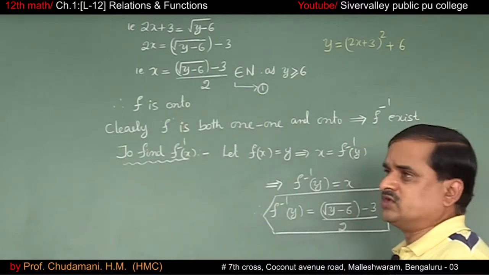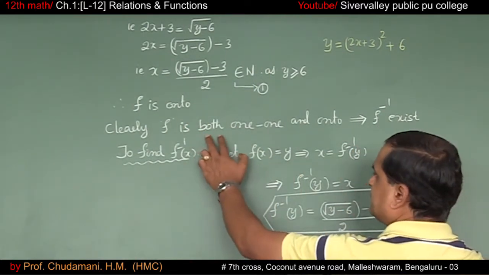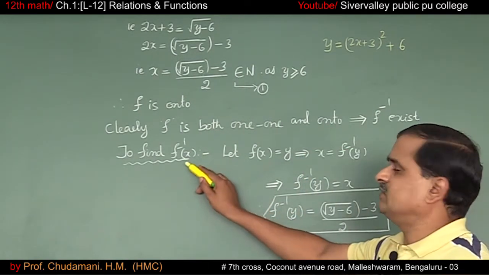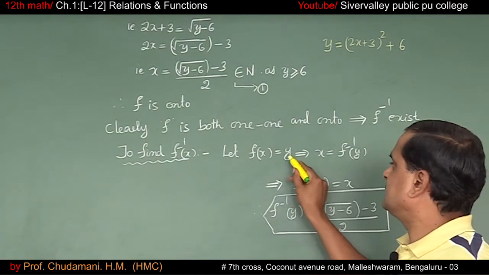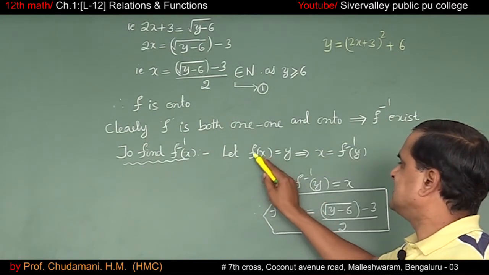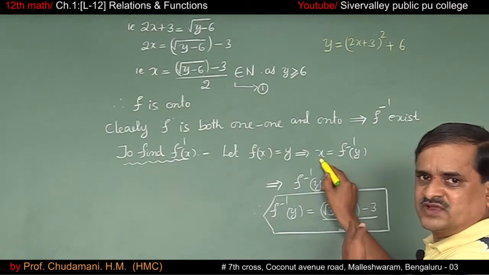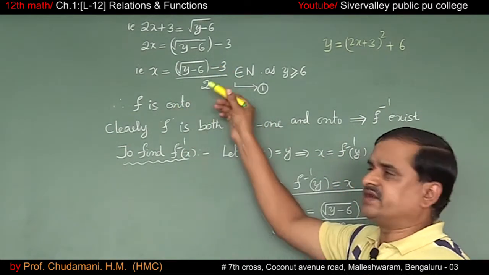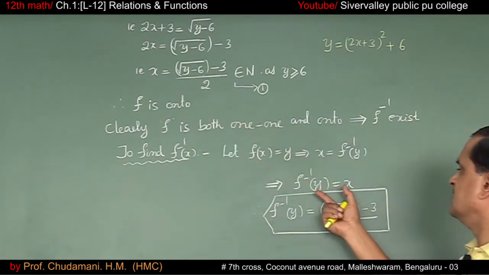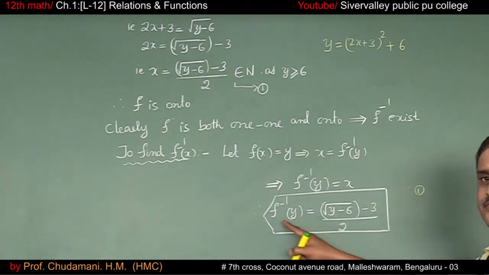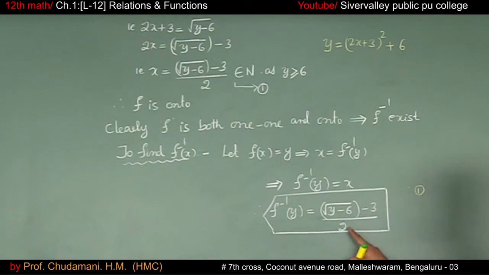Clearly it belongs to natural number. f is an onto function. Now, since f is both one-one and onto, f inverse exists. To find f inverse, let f of x be equal to y, so x is equal to f inverse of y. Just now we obtained the value of x, so I just write it directly, the value of x from equation 1. So f inverse of y equals root of y minus 6, minus 3, divided by 2.